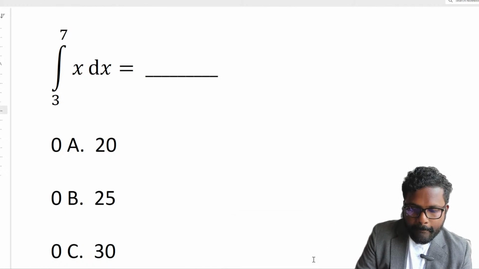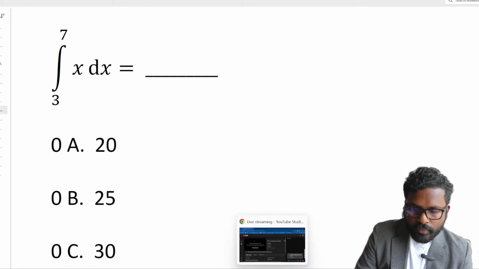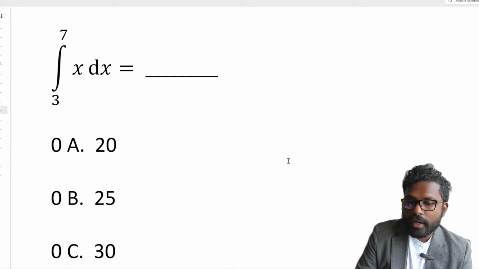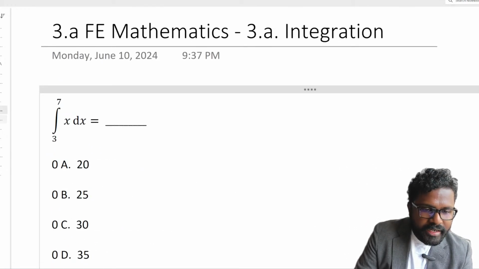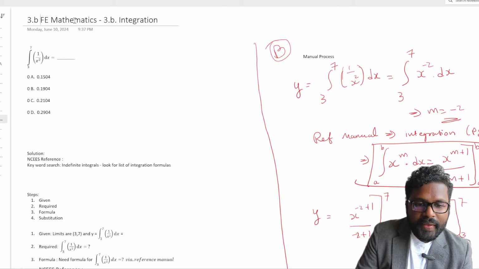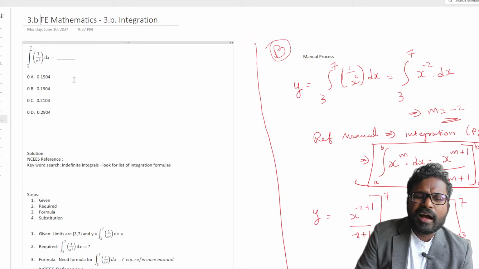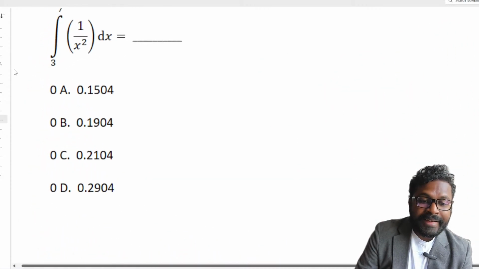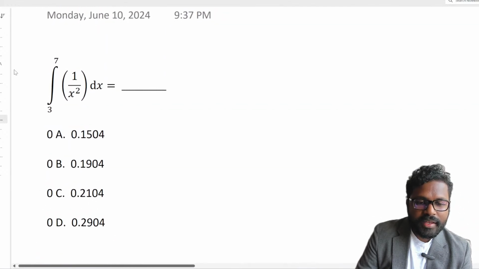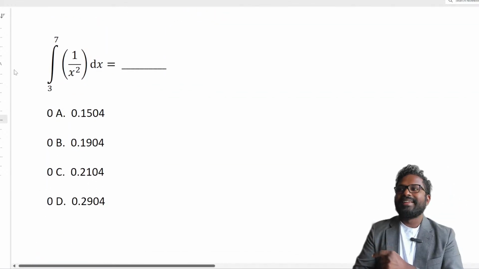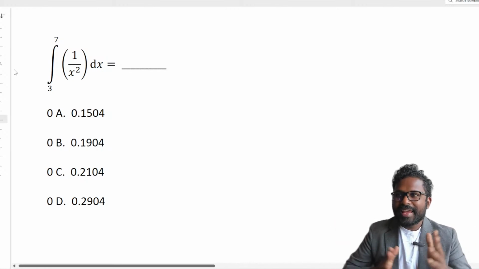Okay guys, now that we are done with the first problem, let's go ahead with 3B, which is a medium level problem for the integration with limits. So let me start from here. Again, just so we're all on the same page.